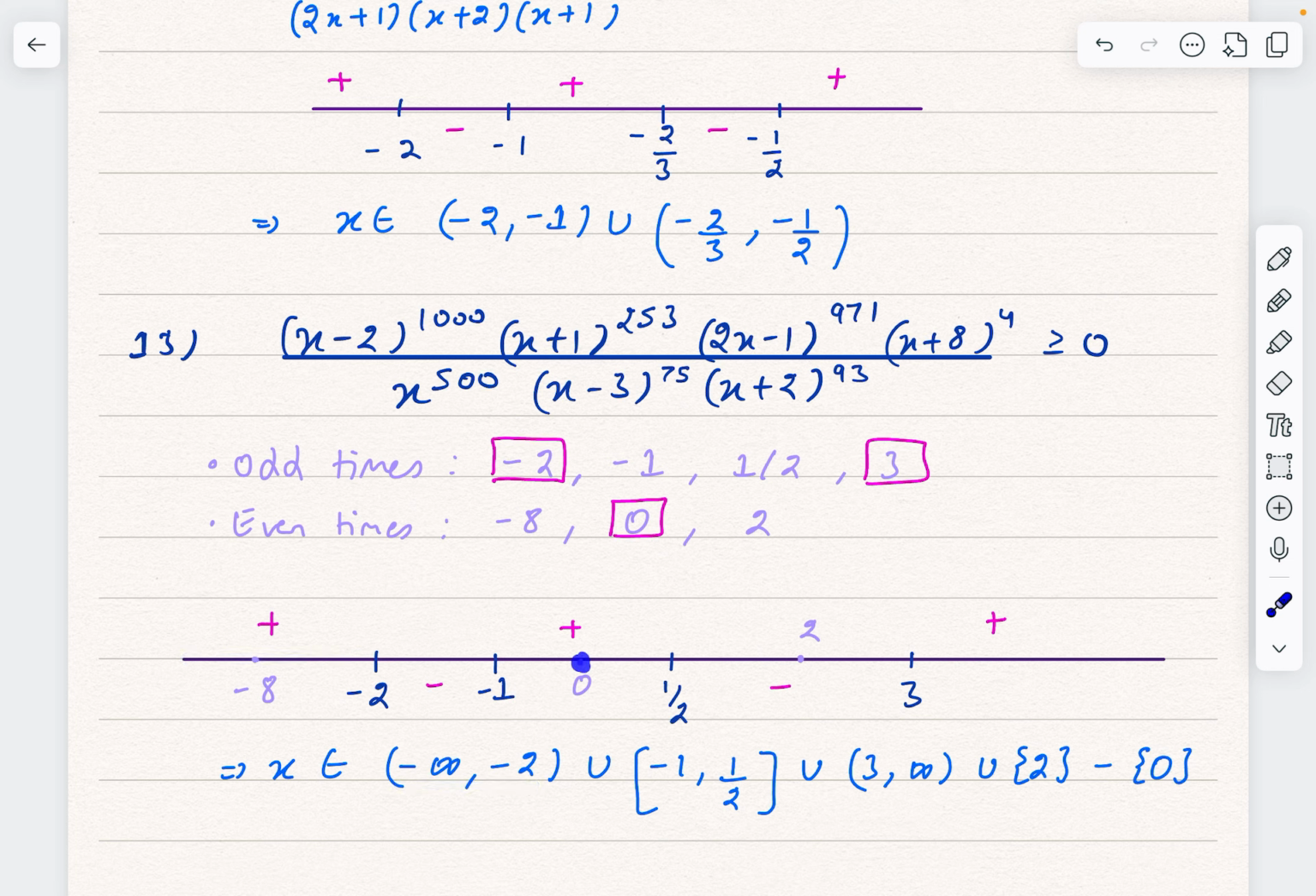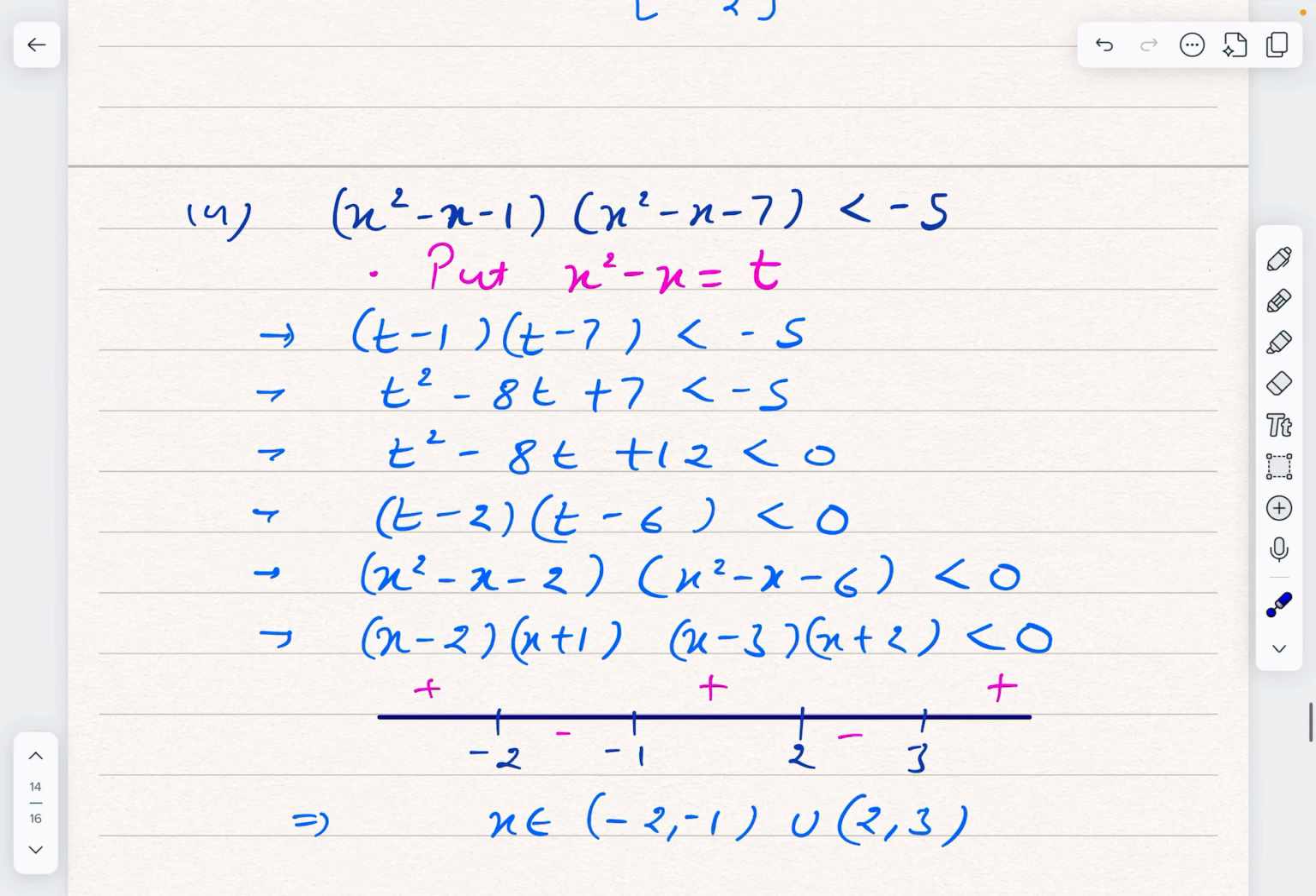Next, 0. 0 is a root of denominator, so it should not be taken, but you will see it will come between minus 1 and half. So we have to exclude 0. Next, 2. 2 is the root of numerator, so it must be taken, but it will not come here right now because it was between 1 by 2 and 3. That interval we have not taken, so 2 we have to add separately. So this is your final answer. I hope it is clear. Next problem.